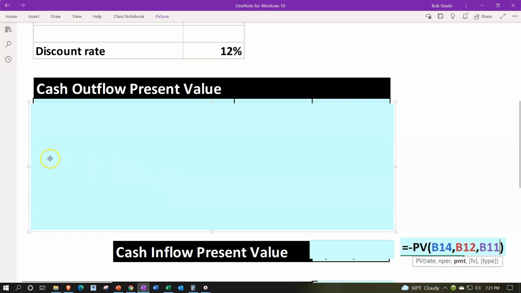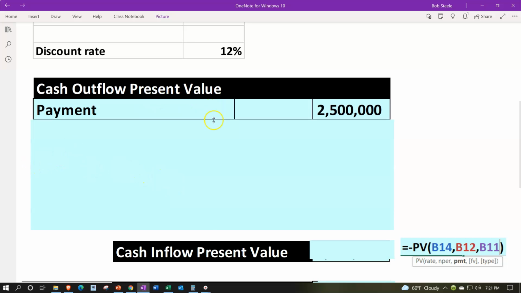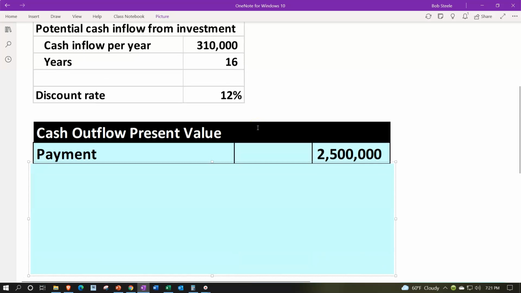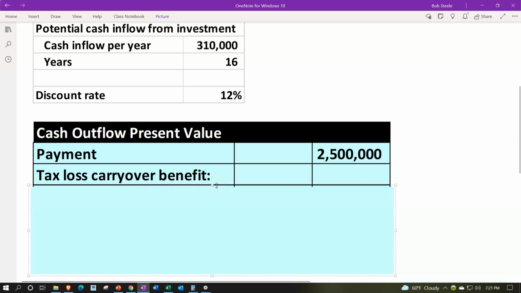Okay, so let's look at the cash outflows. On the cash outflows side of things, we've got the payment of the $2,500,000. We're going to say that that happens on period 0, day 1, and so we don't need to do any present value kind of stuff with the outflow. The outflow is straightforward, as it is with many capital budget types of decisions.